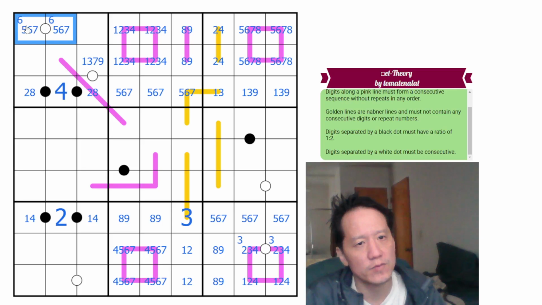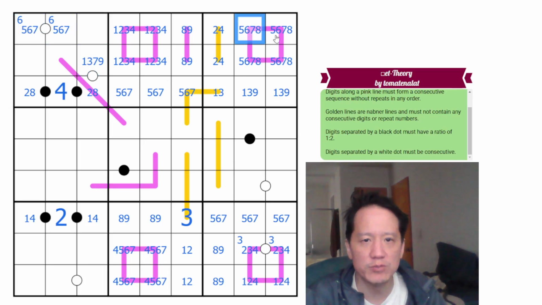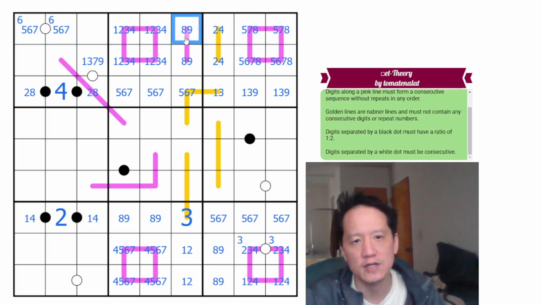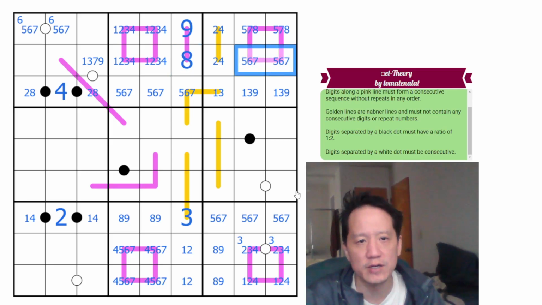Right? It cannot be 8, 9 because we can't have an 8 in one of those cells. And it has to be specifically 5, 6, or 6, 7, which means 6 cannot be here. We also have a 5, 6, 7, 8 quadruple in row 1, which eliminates 5, 6, 7, and 8. Therefore, this must be a 9. This has to be an 8. These can't be 8 anymore.